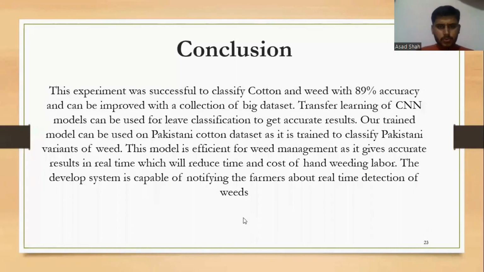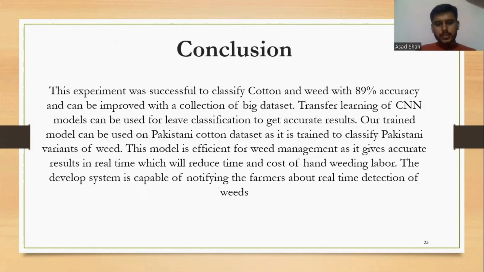So here is the conclusion of our study. We have built an effective classifier to classify cotton and weeds, and our classifier was able to predict this with 89% accuracy. And we can improve this accuracy if we have a larger dataset. For example, in this case we had almost 500 images, but if we collect a lot more data, like thousands of images, then the accuracy and other performance metrics can be improved.